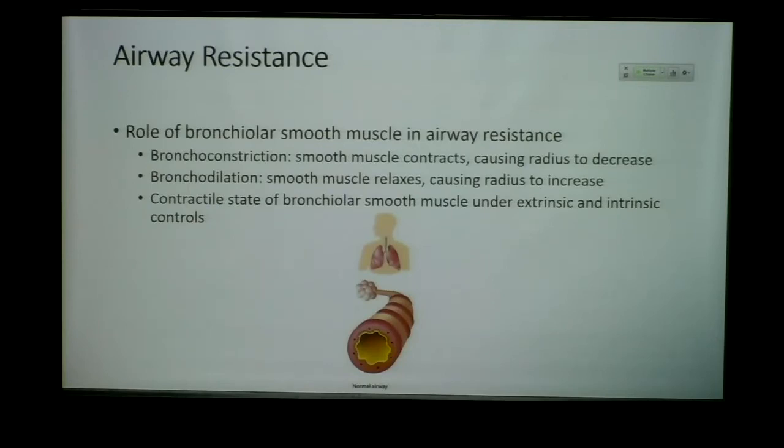Now, this is under extrinsic and intrinsic factors, again, very similar to what we saw with arterioles. So what kinds of intrinsic things would we be speaking about here that control the size of the airway? Doesn't have to be right. What would you think about? What would you hypothesize? So the tone is going to be influenced, but what factors would influence the tone locally versus extrinsically?